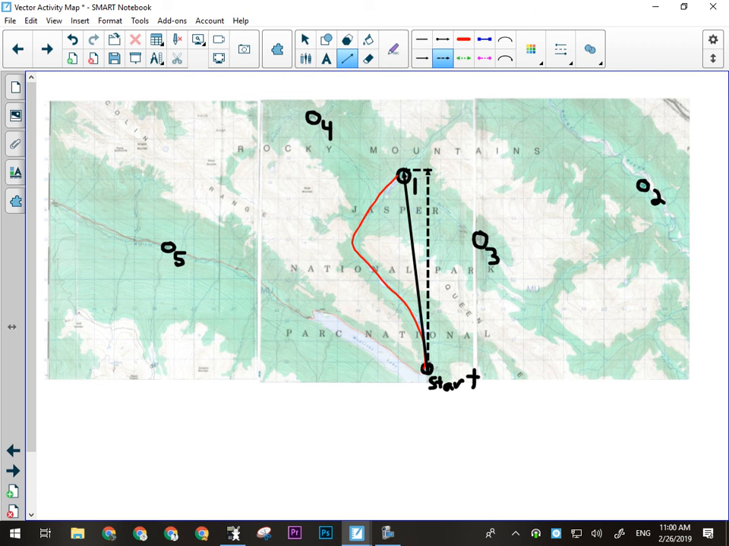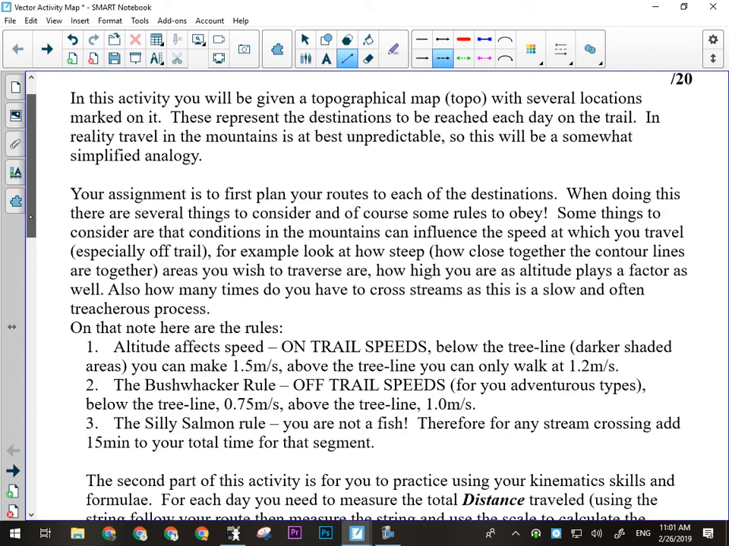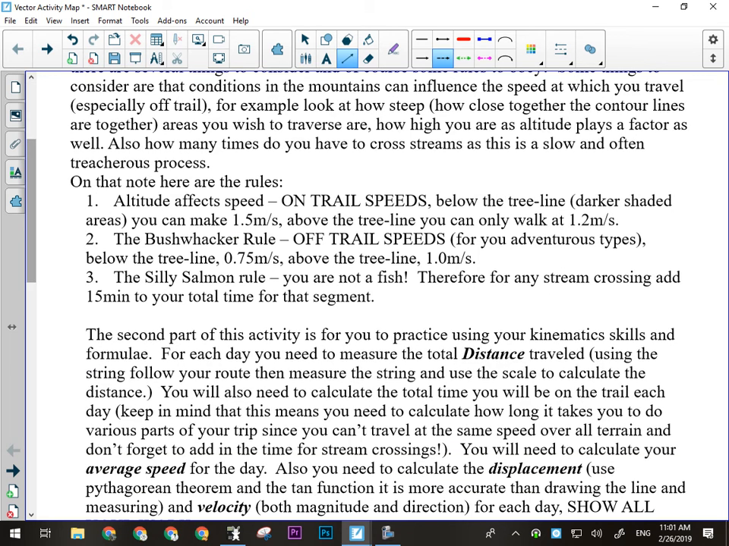Now, here's where it gets crazy. I'm also going to want speed and velocity for each day. To get those, I need to know what? Time. So that's where all these special rules for being out in the wilderness come into play. Here are the rules. Rule number 1, altitude affects speed.